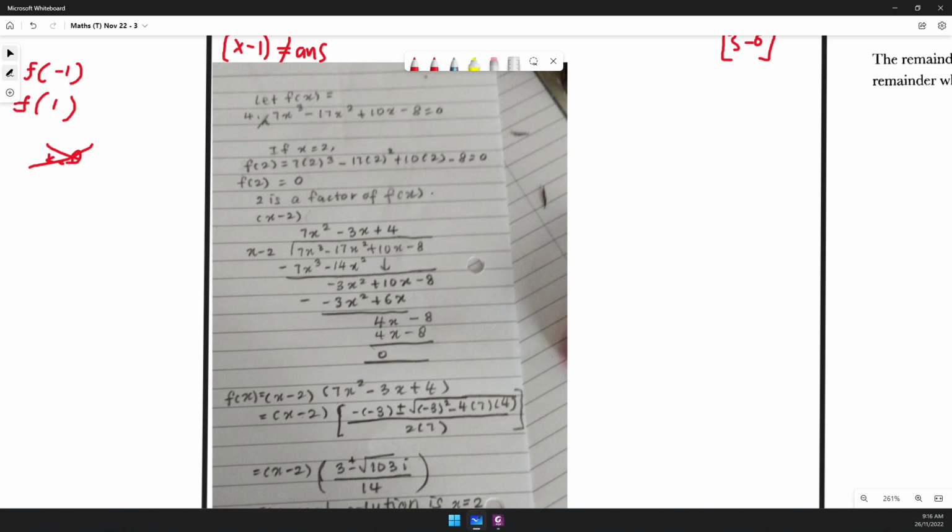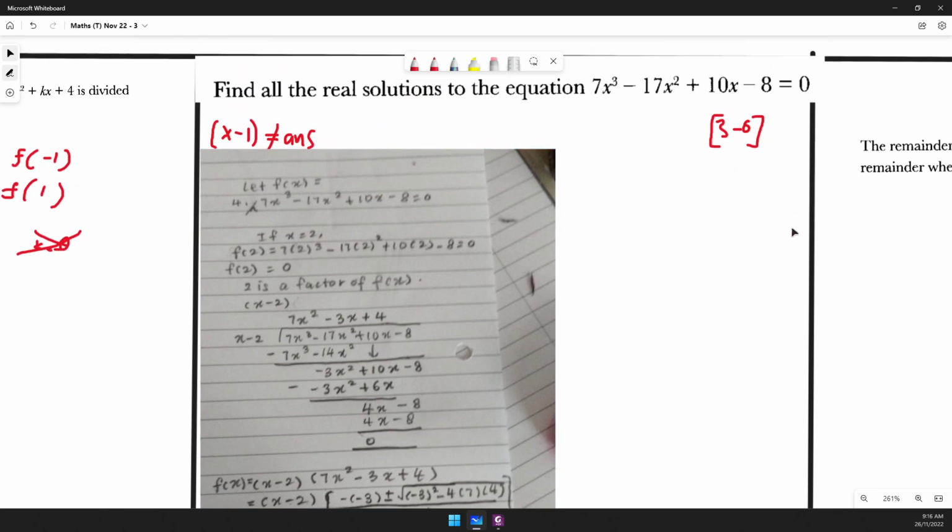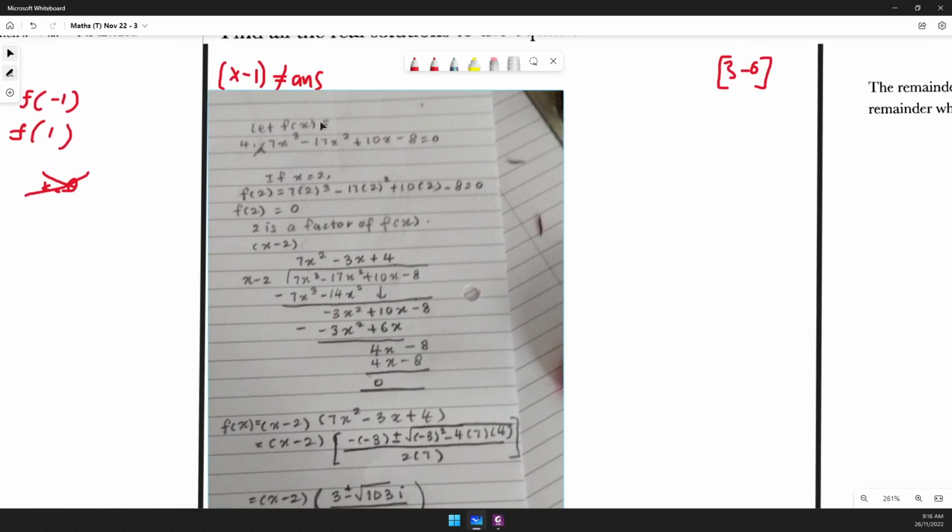Okay. So this part actually, even though you guys took a lot of time, right? There's a reason why I said 3 to 6 minutes only. The reason is quite simple. Let's just go to the question. So first part you already know.